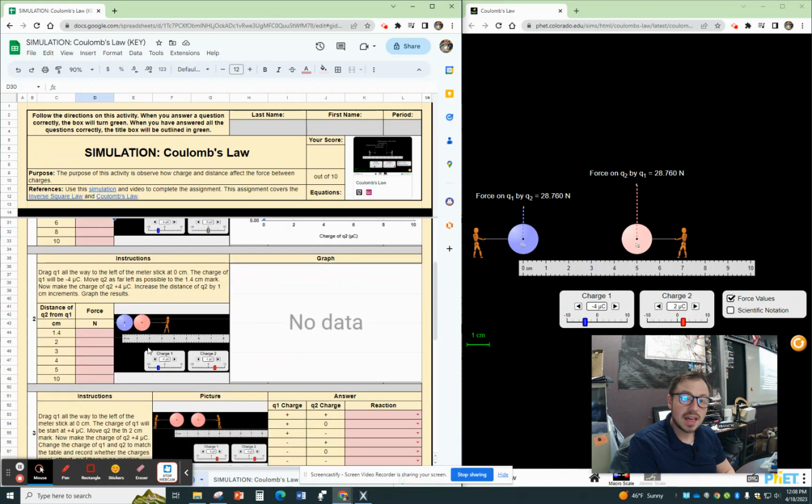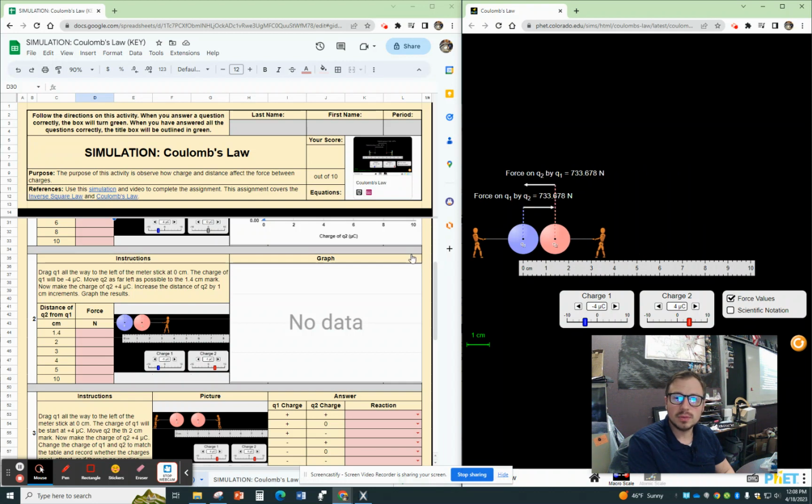All right, so moving on, the next one, what we are going to be doing is changing the distance between the charges. So this one, we want charge 1 at -4, and we want charge 2 at +4. Now it says we want this Q2 all the way to the left. We'll move it as far left as possible. Now when you do that, it's sort of hard to see, but that means that it's at 1.4 centimeters away, right? Because they sort of get in the way of each other. You can't get any closer than that. That's like the starting point, all the way to the left.